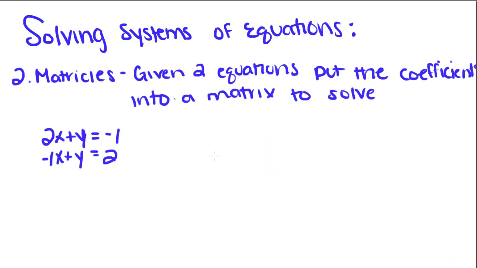Now we're going to move on to the last way to solve a system of equations. If you're given two equations, you're going to put the coefficients into a matrix to solve. The coefficients are these numbers right here in front of the x's. And on both of these y's, there's an understood 1 as a coefficient.